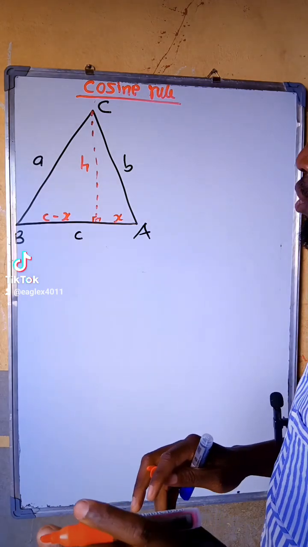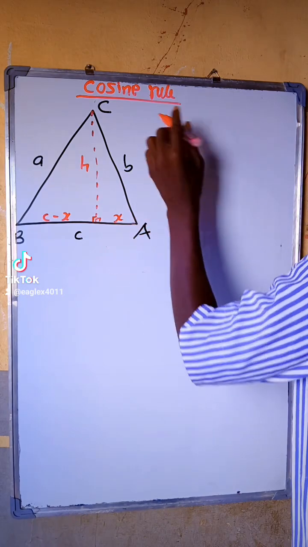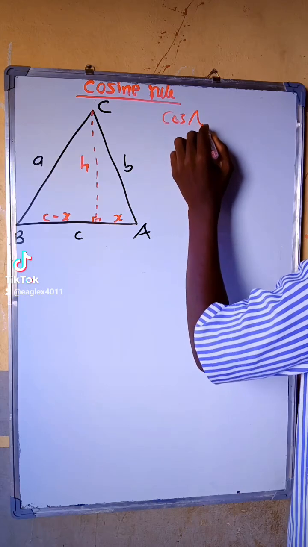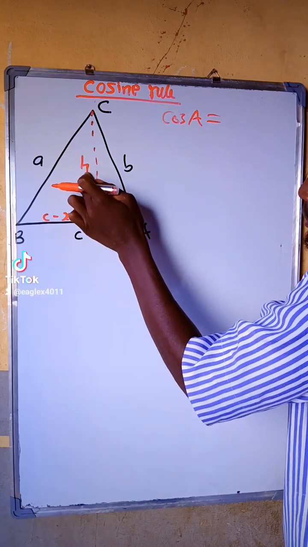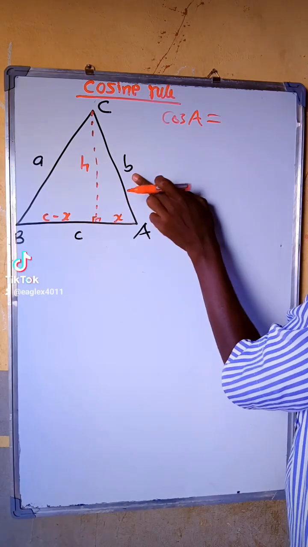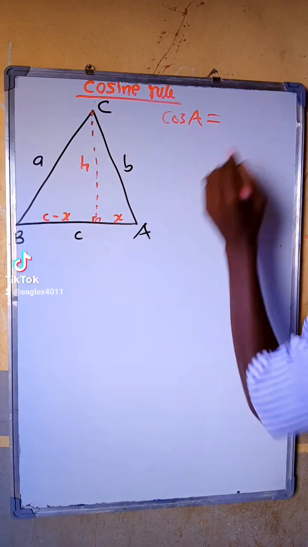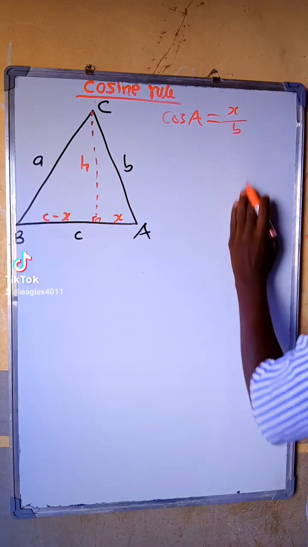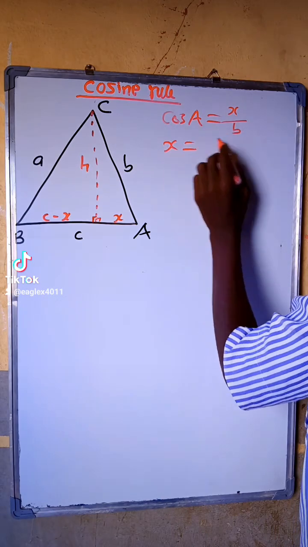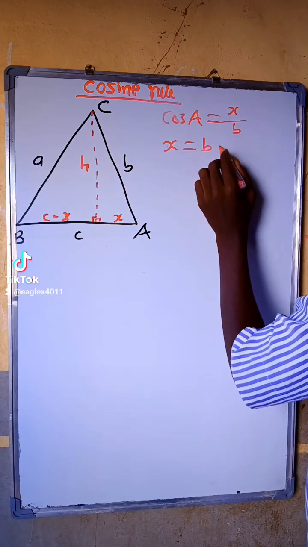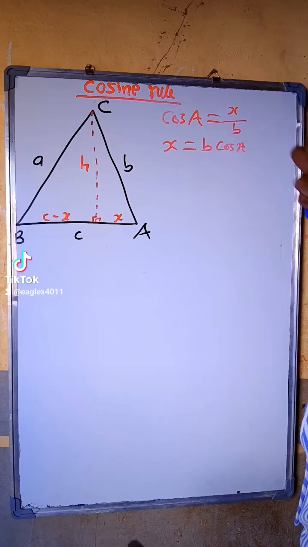Since we are looking for the cosine rule, let's assume from this point, cos A is equal to adjacent all over hypotenuse. This is our hypotenuse because it is opposite to the 90 degree angle. This will give us x over b. By cross multiplication, x is equal to b times cos A. That is, X stands for b cos A.